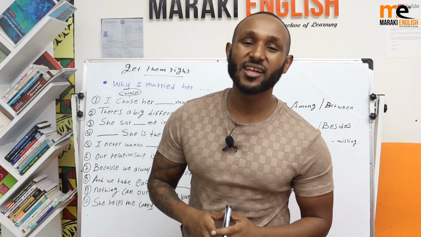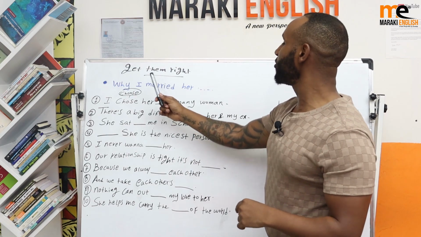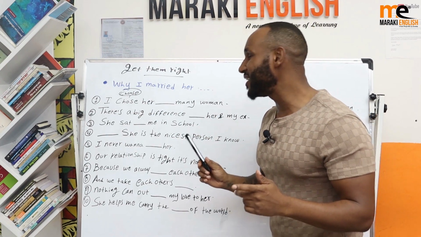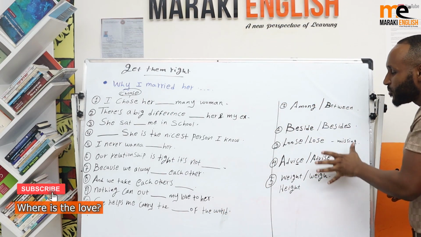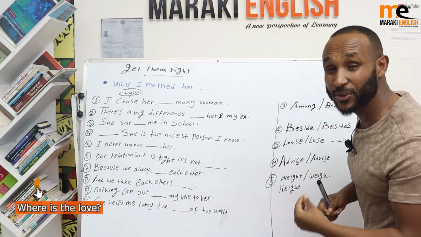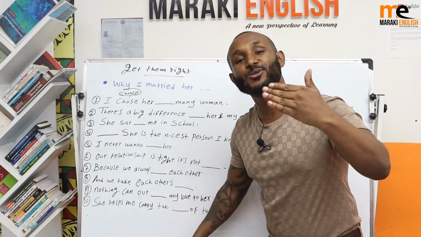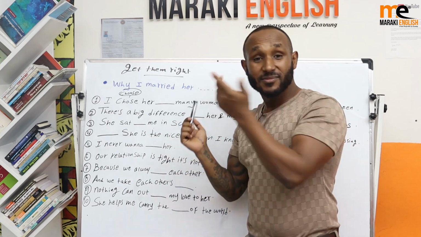What's going on, guys, and welcome to Maraki English with Abby once again. Today I'm going to tell you why I married her. Who? My wife. But in the process, I want to teach you some confusing words. There are some words that are so similar, but you don't exactly know when to use them and how. I'm going to make it clear in the process of telling you why I chose my wife. It says get them right all the time, and let's dive in.